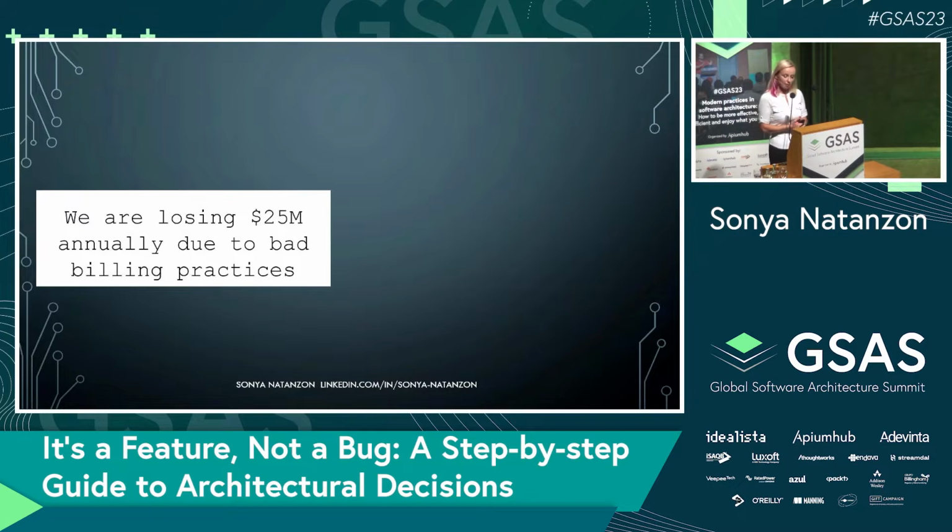Here's an example of a problem statement. We're losing $25 million annually due to bad billing practices. It shows a bad outcome that is happening. It makes it pretty clear where we want to get to, which is probably to stop losing $25 million annually, or maybe get that number down to something the business is willing to accept. A clear goal you can question all of the solutions with: how does it help me reduce this loss?